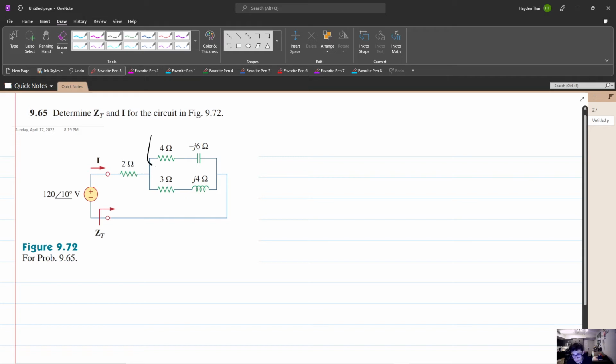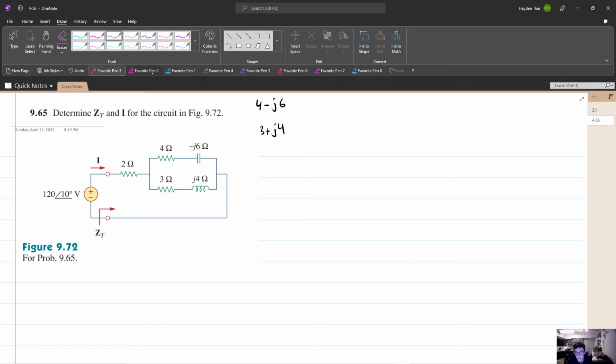So 4 and 6, here I'll use these nice colors. Okay, so 4 and 6 are in series, and 3 and 4 are in series. So let's combine those up. Oh yeah, so those are in series. So we have 4 minus J6 up top, and then on the bottom we got 3 plus J4, right?